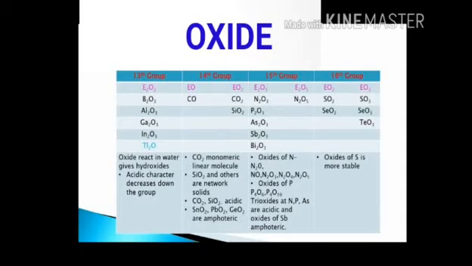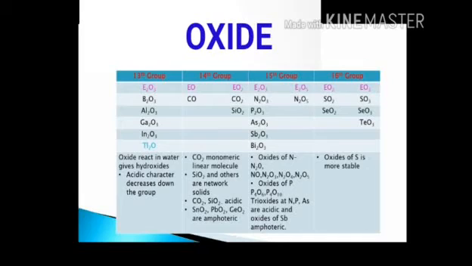Other than this, there are various oxides formed by nitrogen, that is N2O, NO, N2O4. And also the oxides formed by phosphorus are P4O6, P4O10. The trioxides formed by nitrogen, phosphorus and arsenic, that is N2O3, P2O3, As2O3, are acidic, and the oxides of antimony are amphoteric.